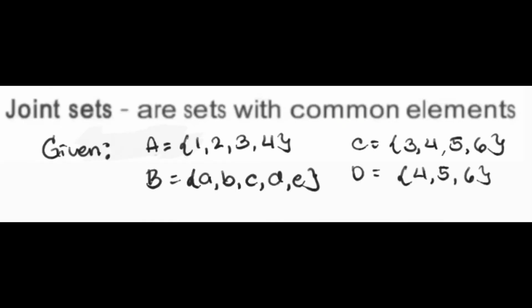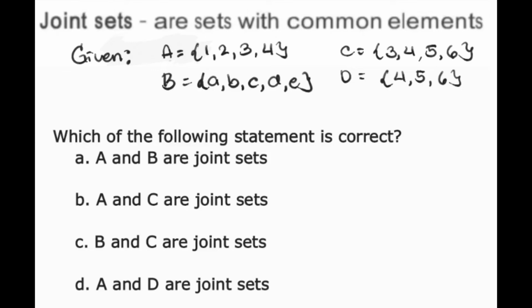Okay, so let's consider this given. So sa given natin, meron tayong 4 na sets. So ang set A has elements of 1, 2, 3, and 4. Set B natin, we have elements A, B, C, D, E. Set C, we have elements 3, 4, 5, 6. And set D has elements 4, 5, and 6. Okay, so here's the question. So, which of the following statements is correct?